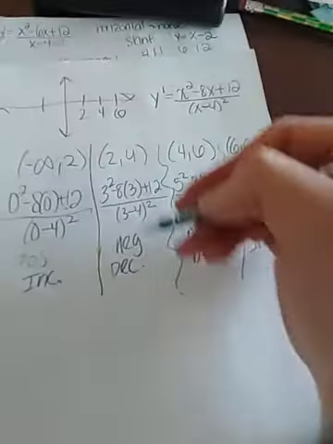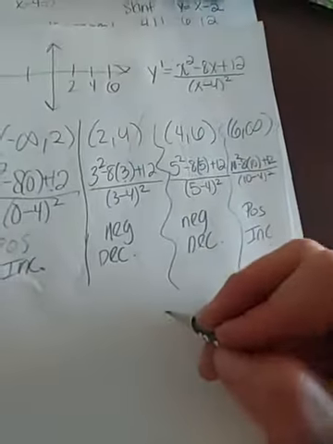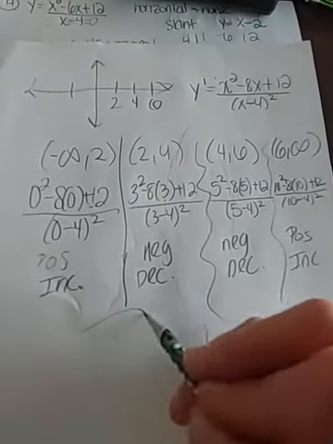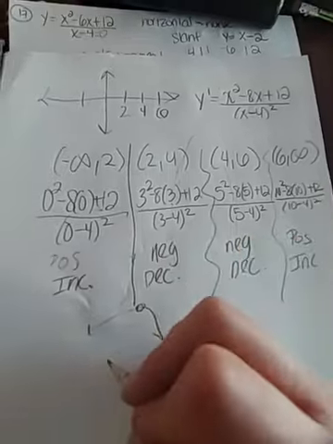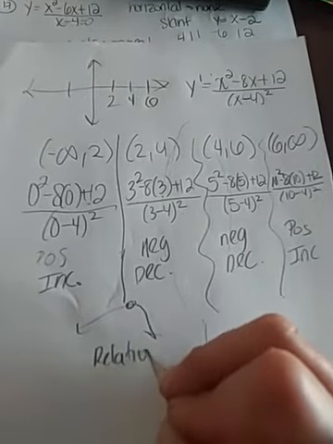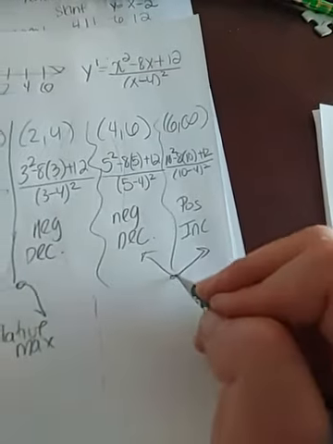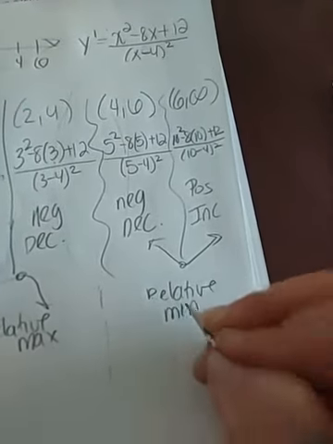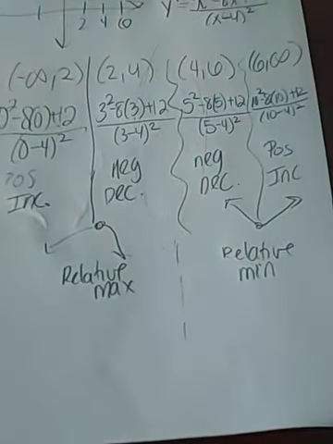All right, this was my undefined. This is where my vertical asymptote is. This is going from increasing to decreasing, which means that I have a relative maximum. This is going from decreasing to increasing, which means that I have a relative minimum. Okay, so I need to find those actual points.